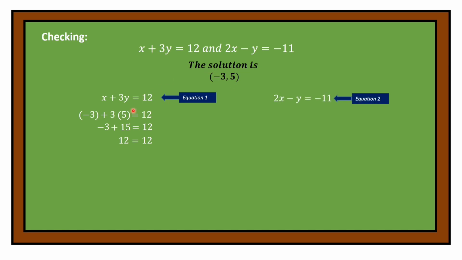Para sa second equation, 2x minus y equals negative 11. So, copy 2, and then x will be substituted by negative 3 minus the value of y is equal to 5. And then copy equals negative 11. 2 times negative 3 is equal to negative 6 minus 5 equals negative 11. So, negative 6 minus 5 is equal to negative 11. It means that the solution of 2x minus y equals negative 11 is also equal to negative 3, 5. So, it means that our answer is correct.